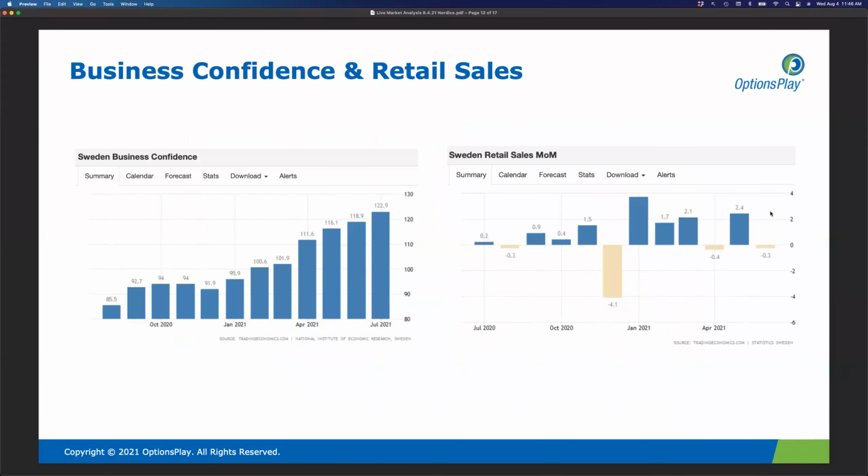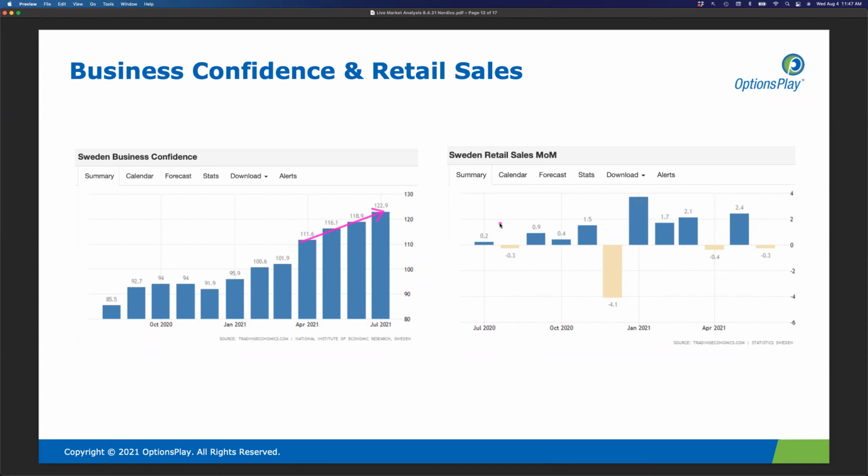So, changing speeds a little bit to the economics. We just finished July. We saw some of the July numbers. Swedish business confidence continues to grow, which is really strong from a corporate earnings perspective. As business confidence continues to expand, that's really where we see businesses invest in capital expenditure in terms of growing their business.